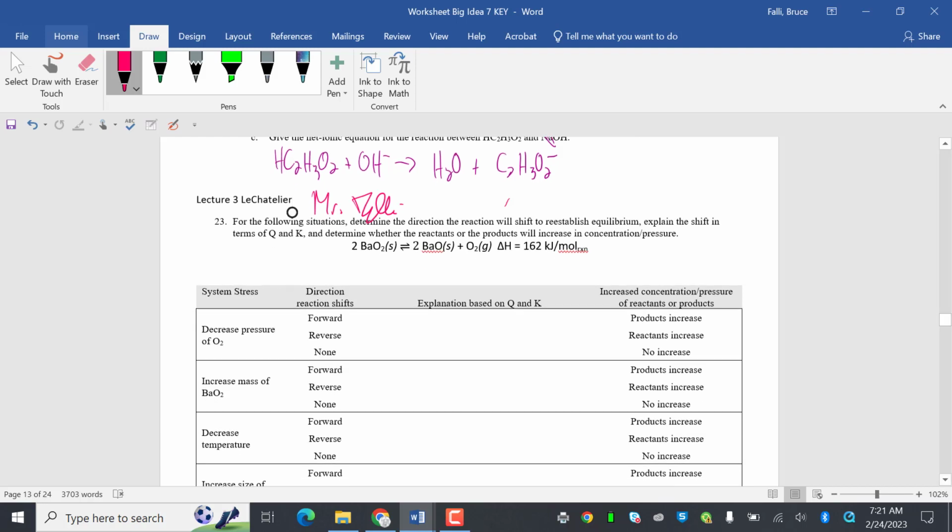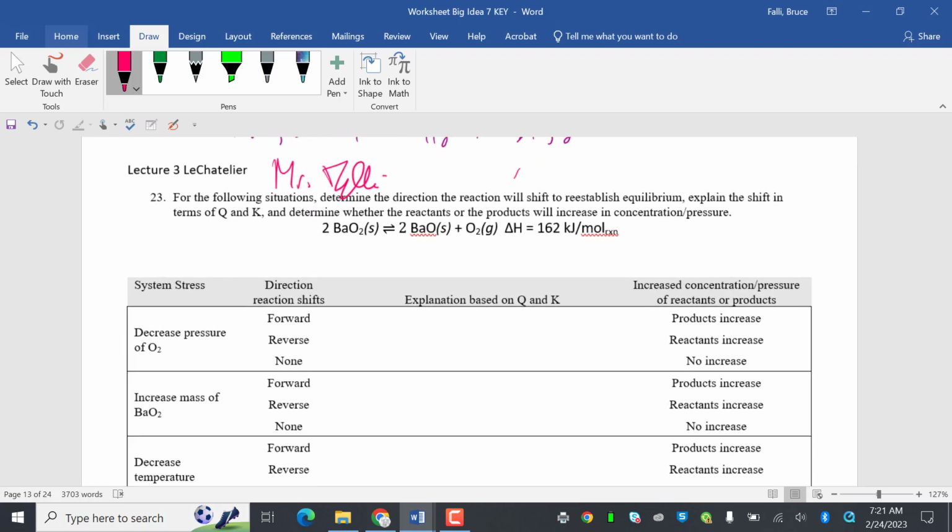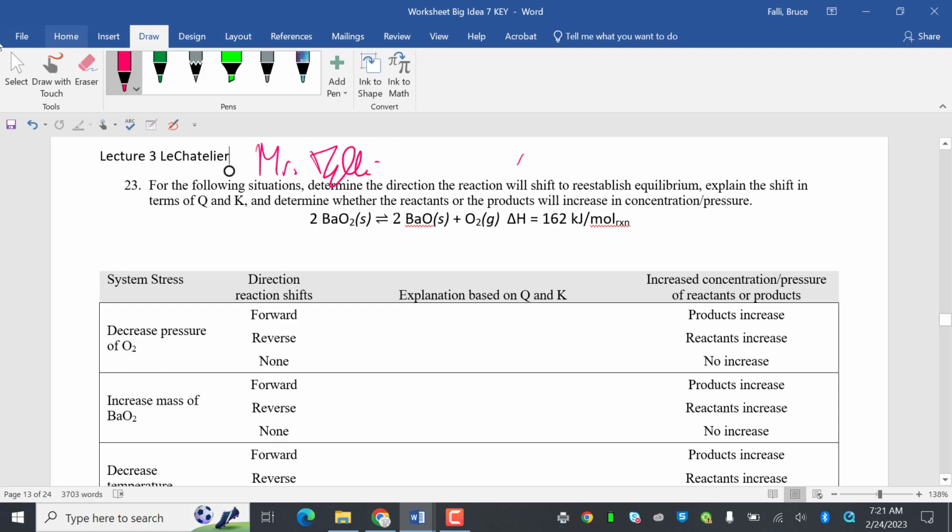For the following situations, determine the direction the reaction will shift to reestablish equilibrium, explain the shift in terms of Q or K, and determine what the reaction products will be. Okay, so looking right here, if I decrease the pressure of O2, I'm going to remove O2. So that will shift forward. Explanation based on Q and K.